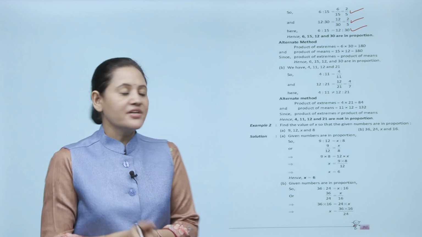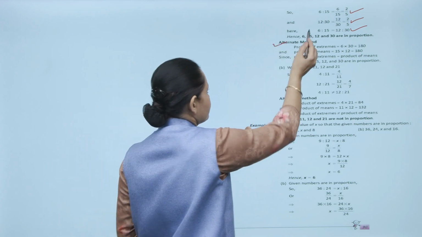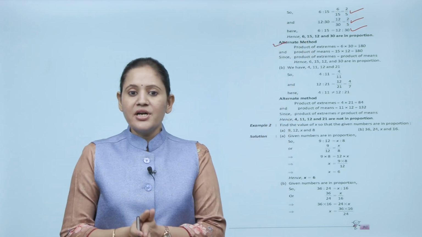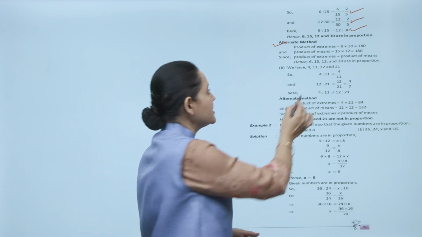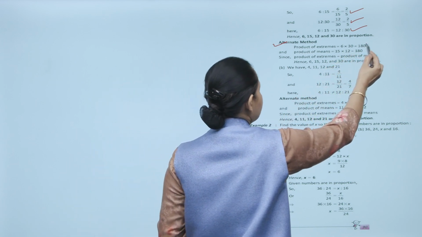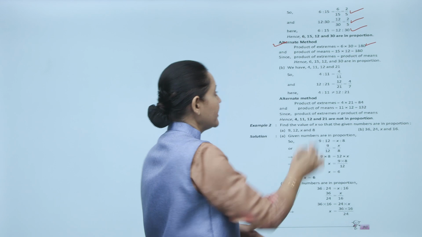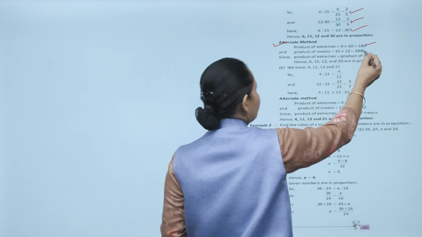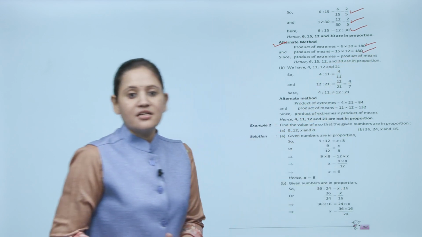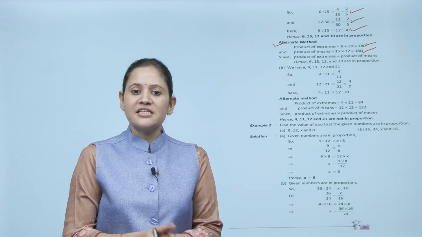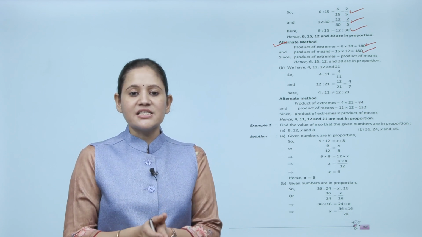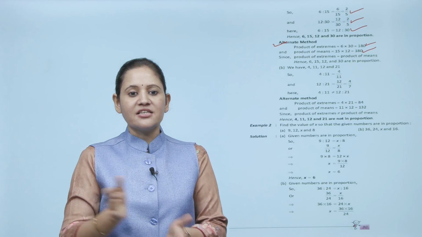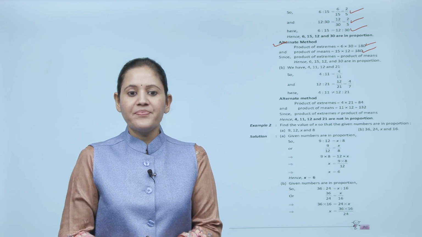One more method is given. Product of extremes. Extreme means 6 into 30, that is 180, and product of means, that is 15 into 12, again 180. Since the product of extremes equals the product of means, hence we can say 6, 15, 12 and 30 are in proportion. Clear?